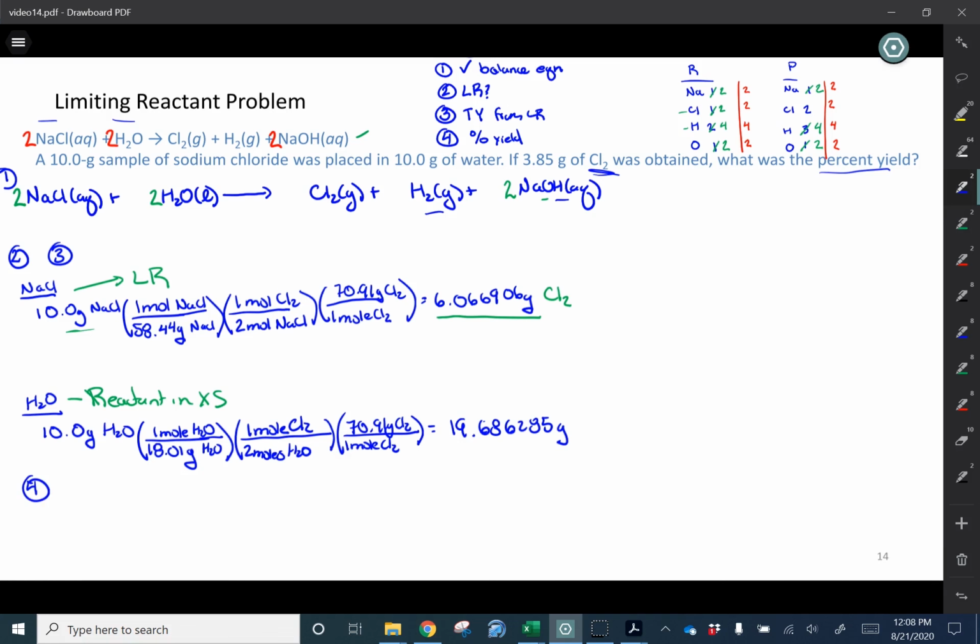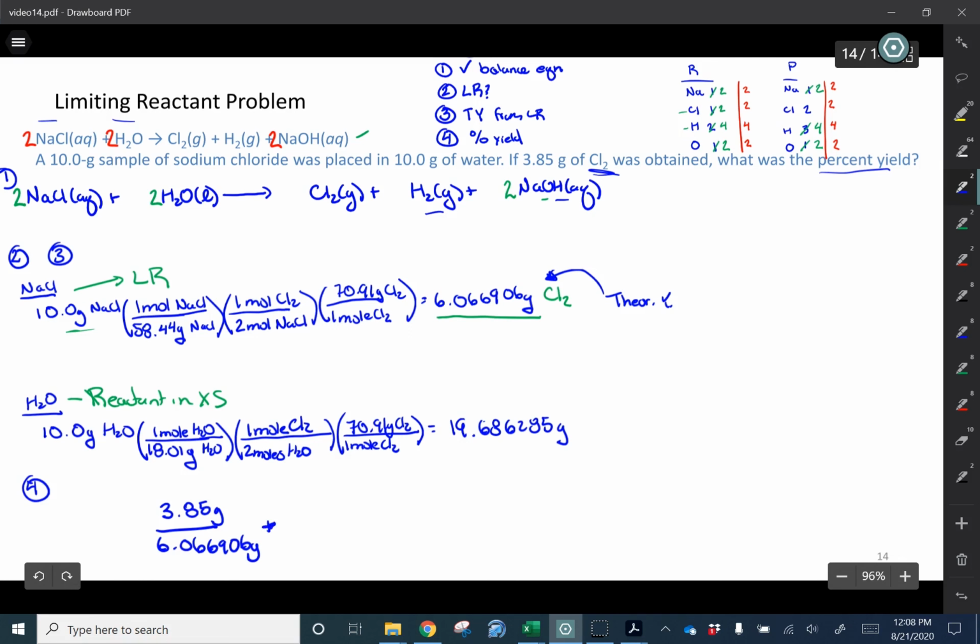So this is in grams, this is our theoretical yield. And this is our actual yield, 3.85. So we will take our actual over our theoretical, 3.85 grams over 6.066906 grams times 100. We get 63.95%. We can only do 3 sig figs, so we have to round to 64% yield.